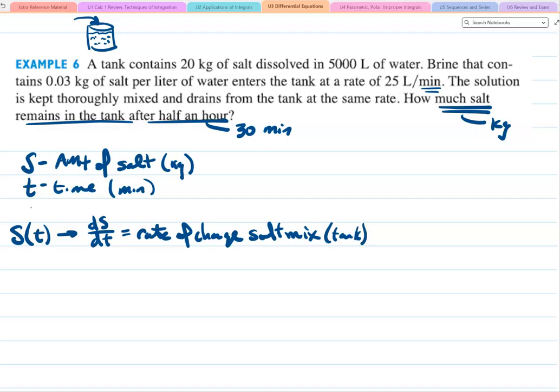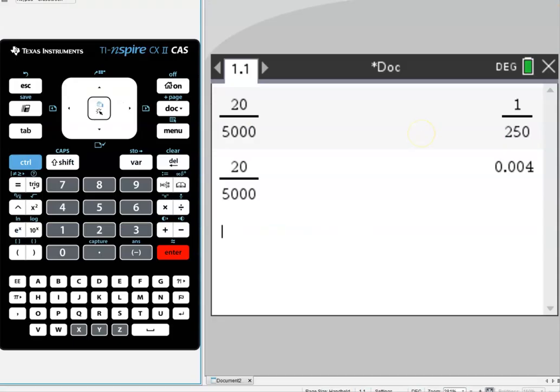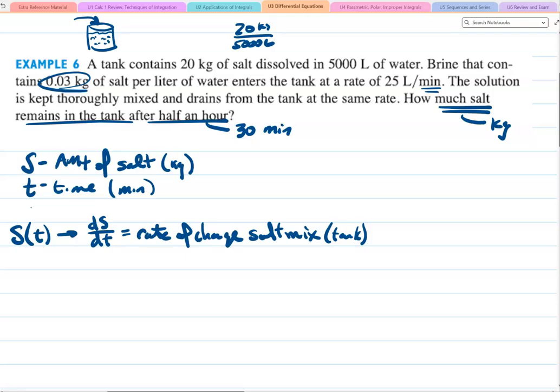By the way, if I took 20 kilograms and divided it by 5,000, that'll give me my mixture rate in kilograms per liter, and we could compare that number to the 0.03. So I got curious about that. 20 kilograms dissolved in 5,000 liters is a concentration of 0.004 kilograms per liter. So that tells me that this is a much saltier mix. We're going to increase the amount of salt within the tank as time progresses.